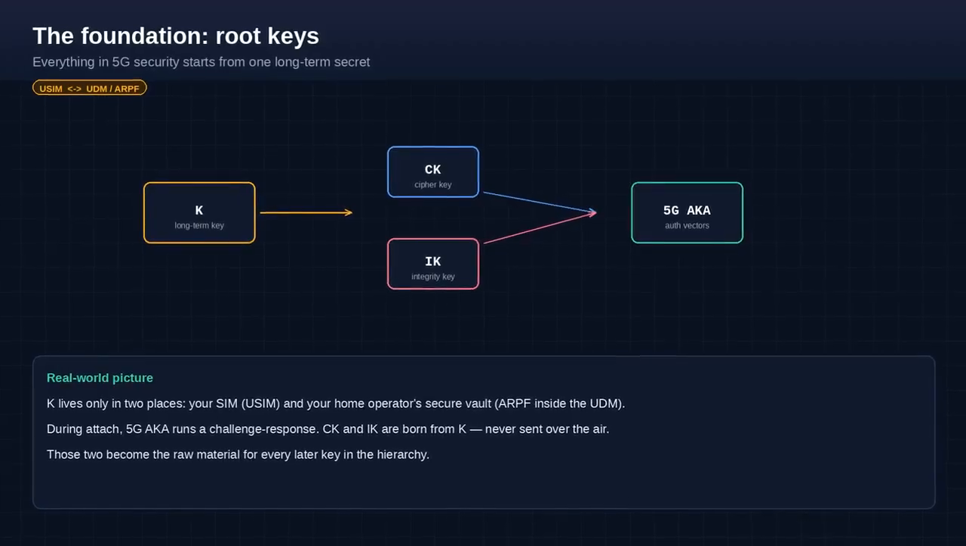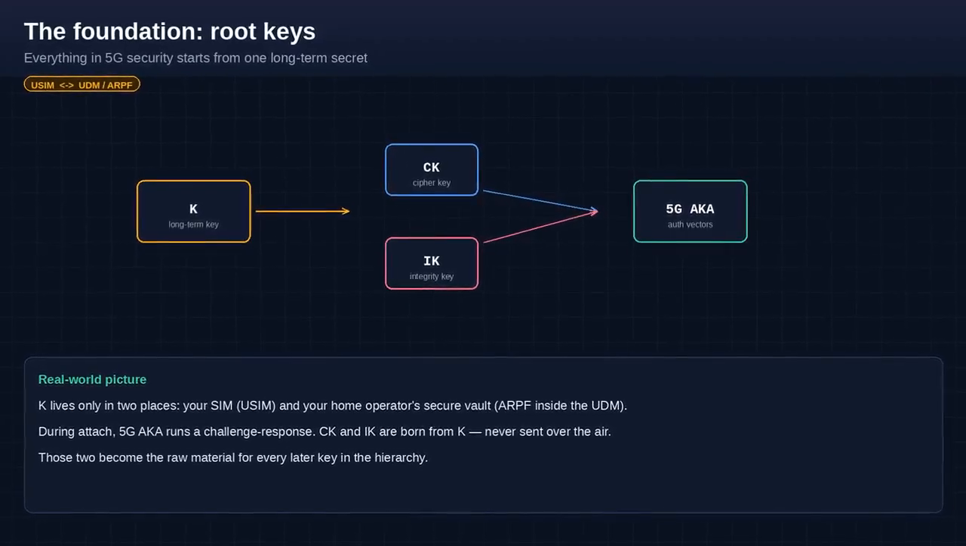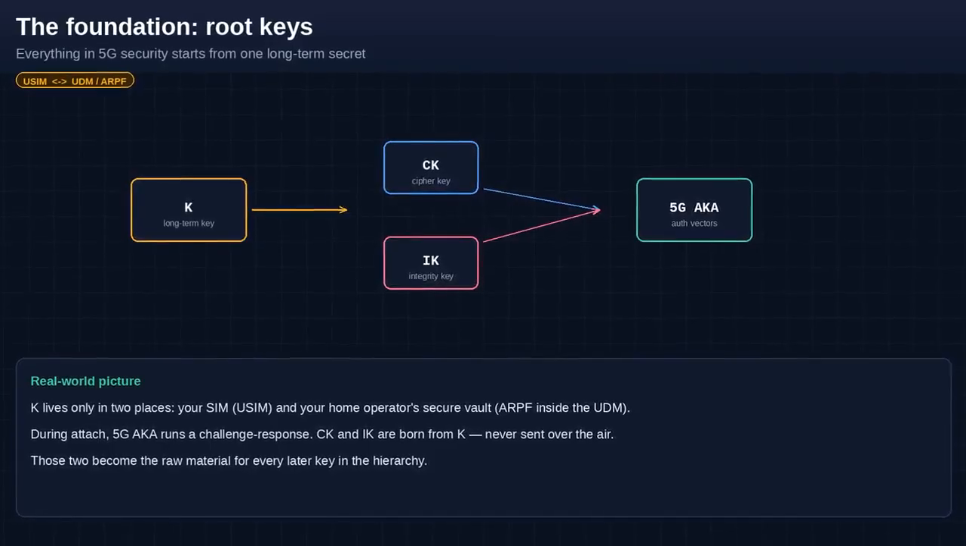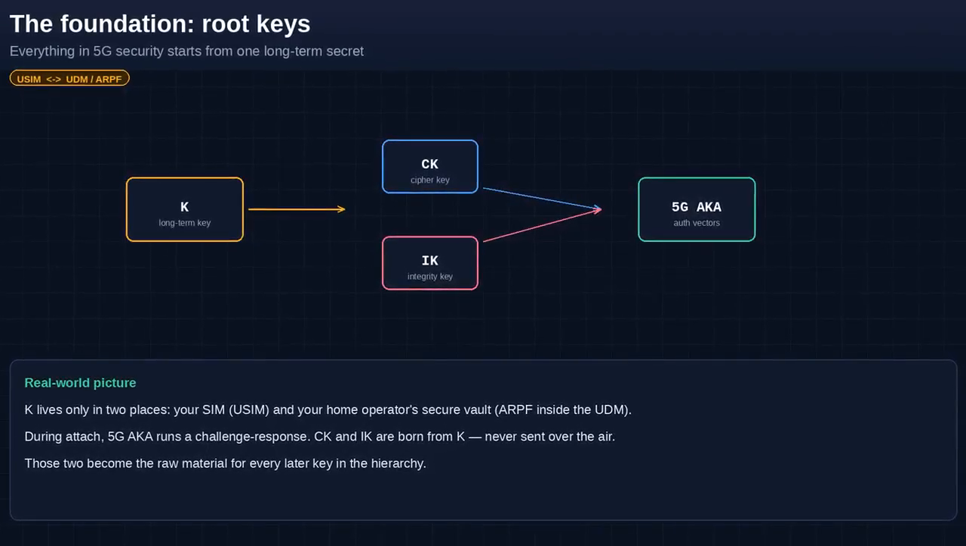Every story in this diagram starts with one long-term secret called K. K lives in exactly two places. On your side, it sits inside the USIM, the secure chip on your SIM card. On the network side, it sits in the home operator's authentication credential repository and processing function, the ARPF, inside the Unified Data Management node, or UDM. K is provisioned when the SIM is made. It is never sent over the radio.